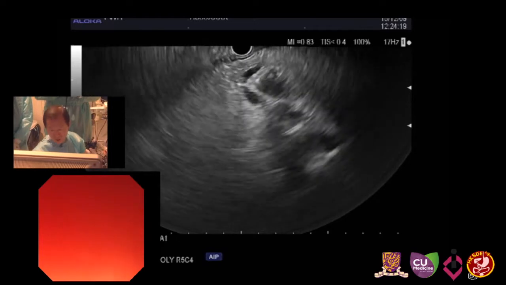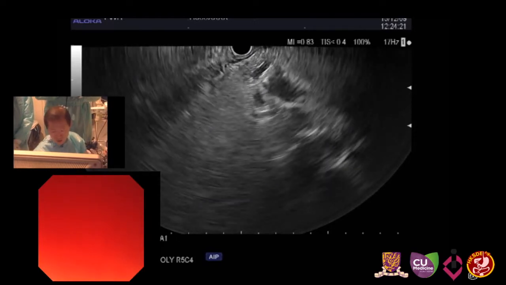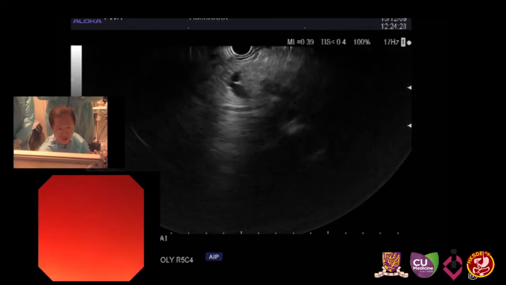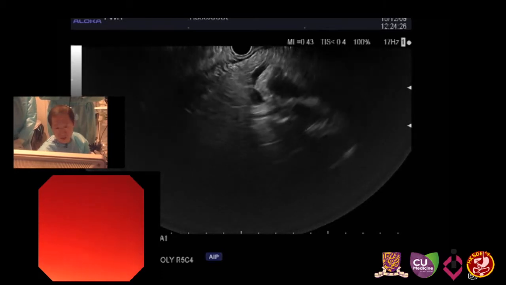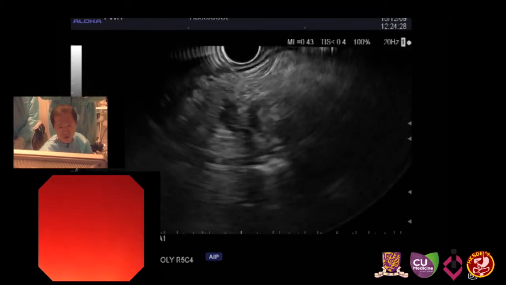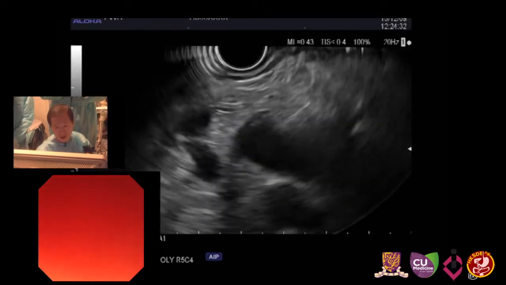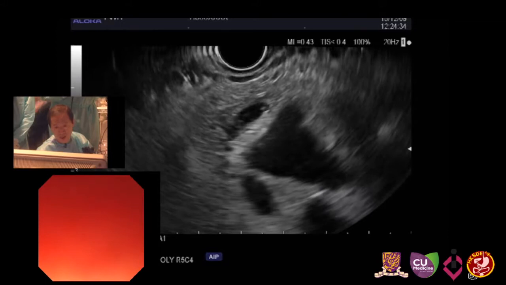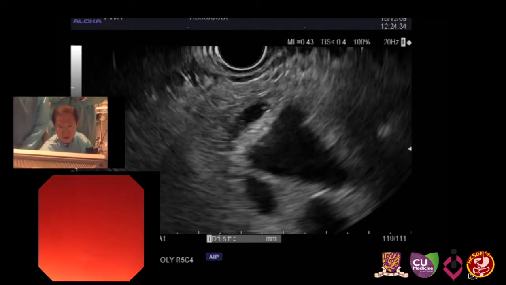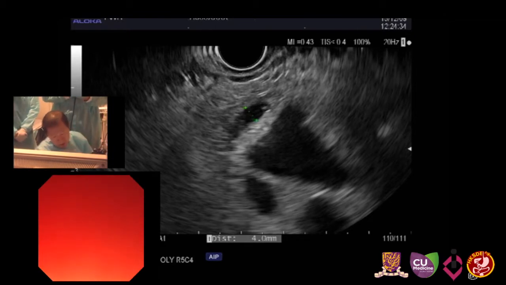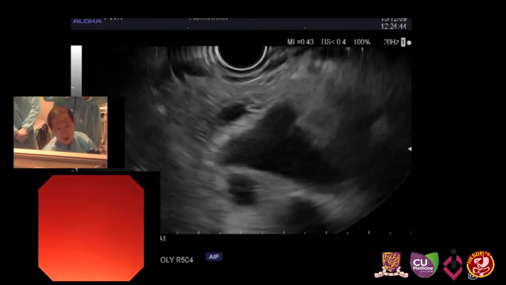This is pancreas. To see that area, we need to increase the frequency like 7.5 megahertz and also reduce the penetration depth like this. Then we can see the pancreatic duct and splenic vein and SMV and the portal vein. This is main pancreatic duct. When we check the dimension, it is 4 millimeter in the body area, a little bit dilated.